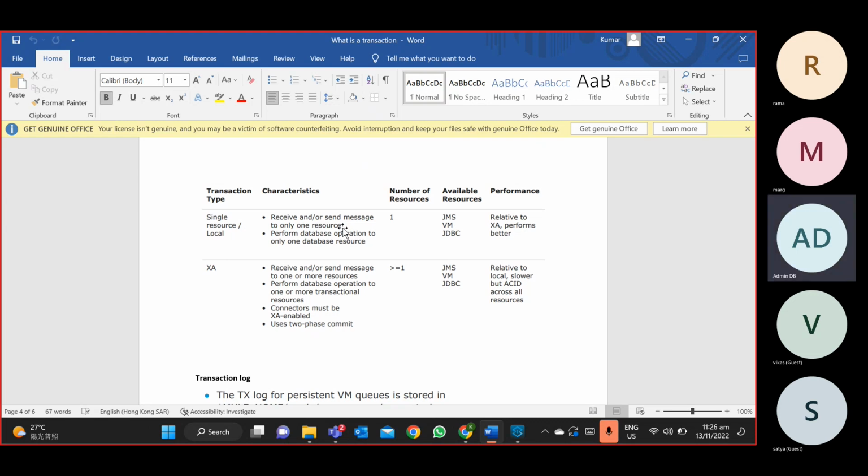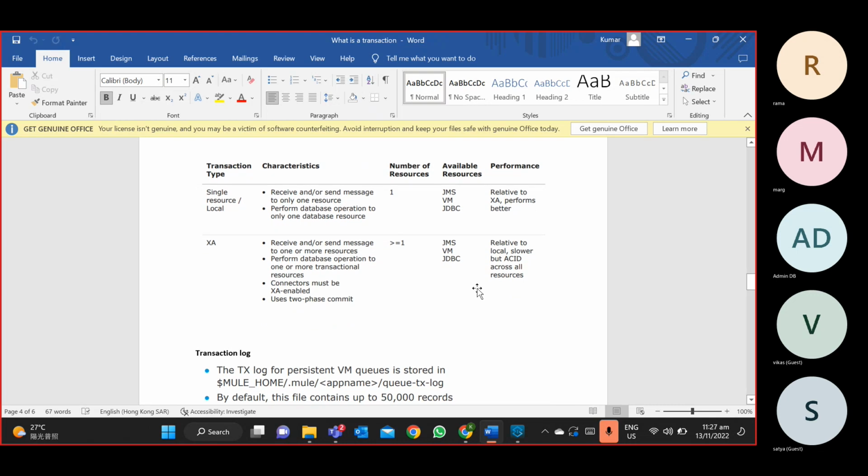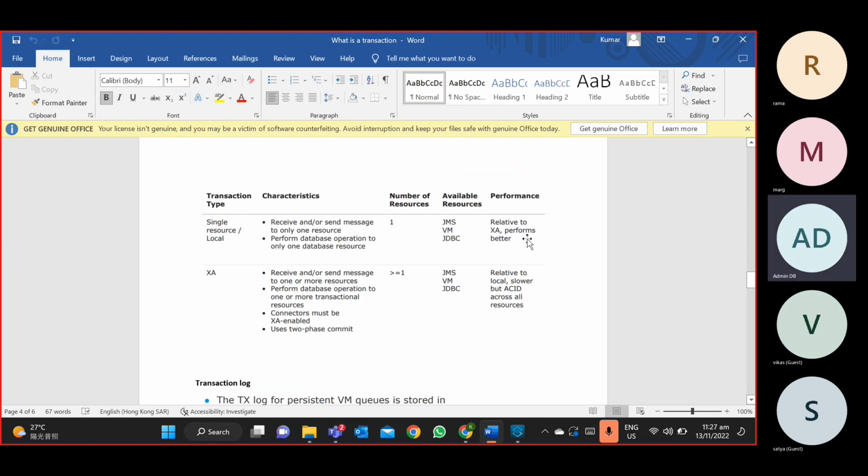In case of non-XA transaction, you can't roll back the operation, but in case of XA transaction, if there is any error, then you will roll back all the completed transactions. For XA transaction, the connector must be XA enabled and it uses two phase commit. Non-XA uses one phase commit. Performance wise, relative to XA, non-XA performance is better.